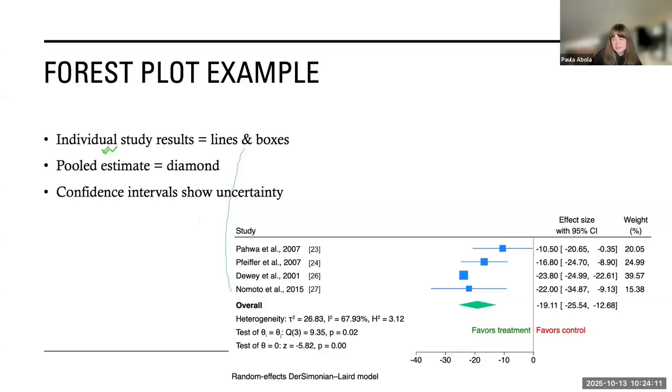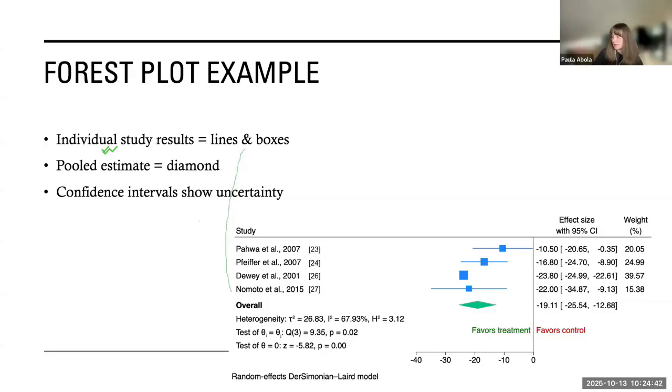At the bottom, we see a green diamond, which represents the pooled overall effect size across all the studies. So that's basically our meta-analysis result. Here, the overall effect is about -19.1, with a confidence interval between -25.5 and -12.7. Since the entire diamond is well to the left of 0, this indicates a statistically significant effect that favors the treatment.